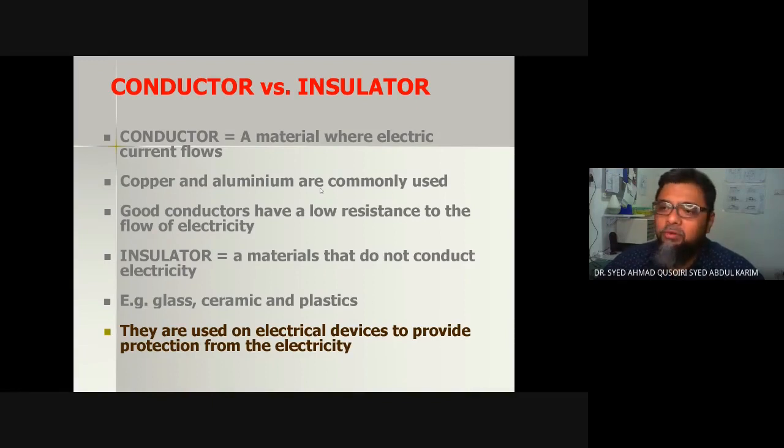Insulator is the opposite of conductor. Insulators do not allow the flow of electrons through them. They do not conduct electricity, for example glass, ceramic, and plastics. It does not allow current to flow. So that's why in cables, we have the copper core, and then we have layers of insulation that will not allow electricity to pass through that cable. Kalau tidak, macam nak pegang.